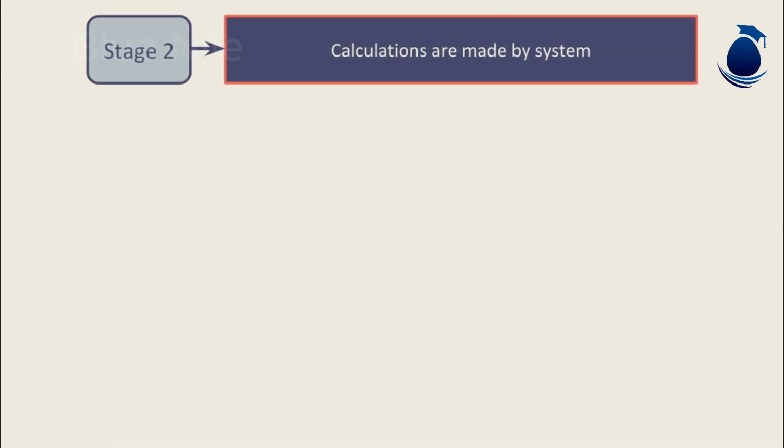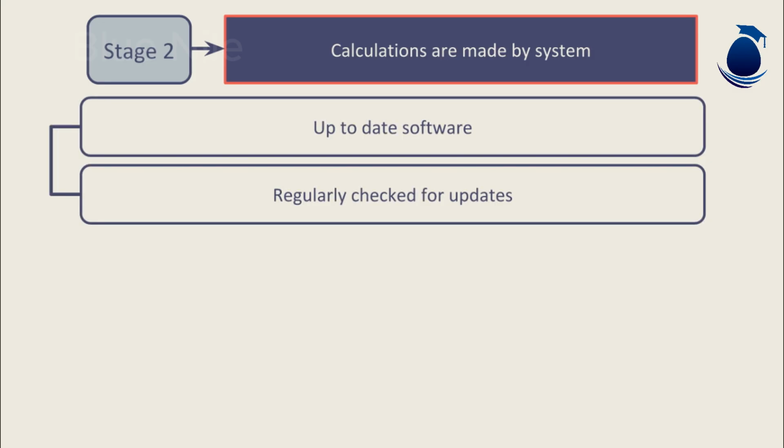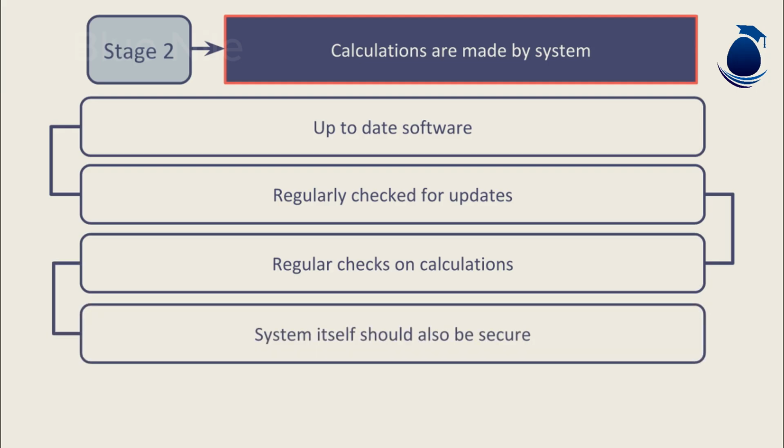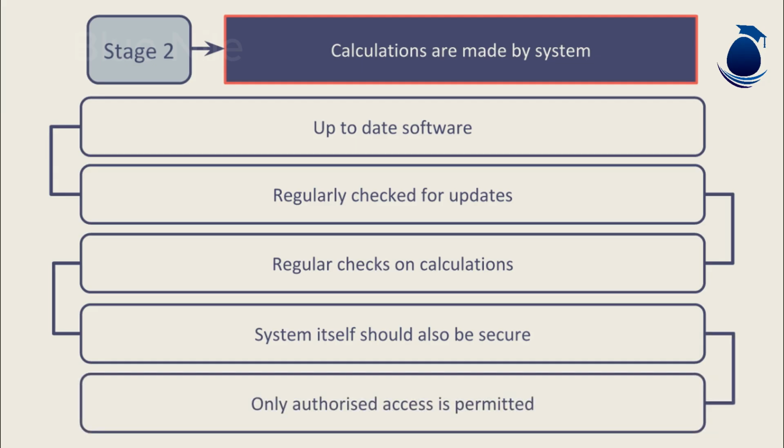The calculations made by the payroll system must be monitored regularly, as there is a risk of misstatements. The software used should be up to date and regularly checked for updates. Having updates via the internet reduces the risk of these being missed, for example. Also, regular checks on calculations, taking samples and recalculating the pay and deductions, would identify if the system is working properly. The system itself should also be secure. Ensuring only authorized access is permitted will avoid the risk of individuals changing pay or setting up fake employees. Therefore, secure password access is important.